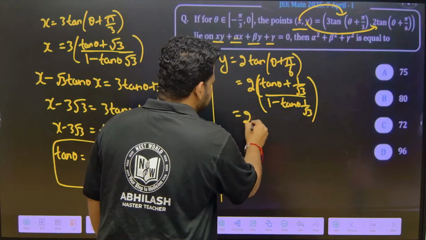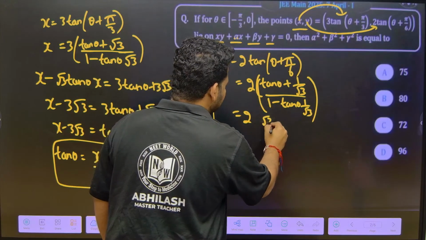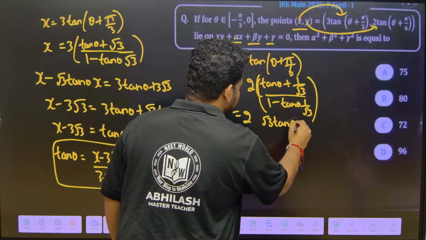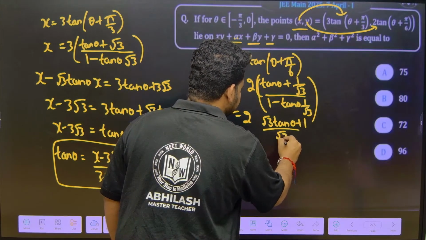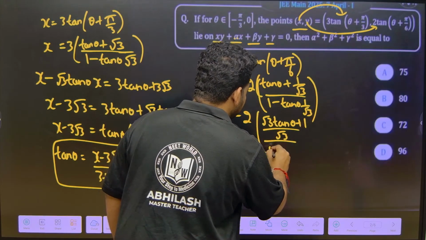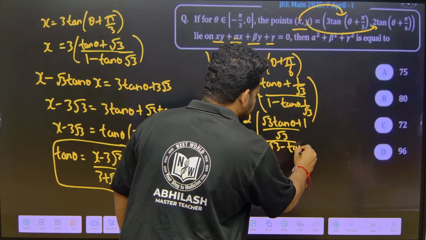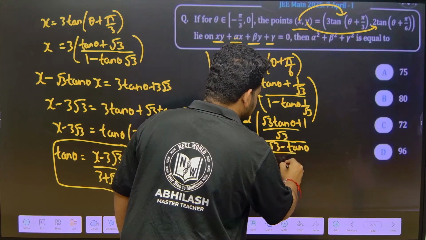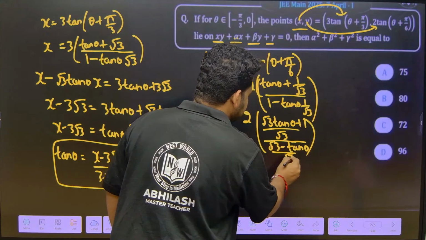Now let me take the LCM. This will become root 3 tan theta plus 1 by root 3 divided by root 3 minus tan theta by root 3. Directly I can write it, anyways I will cancel it here.